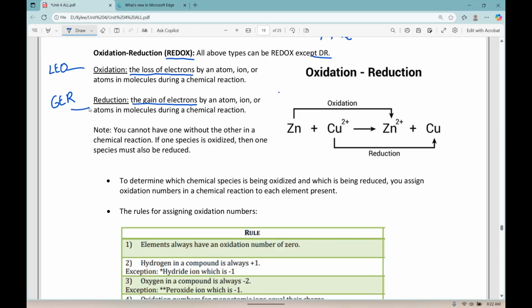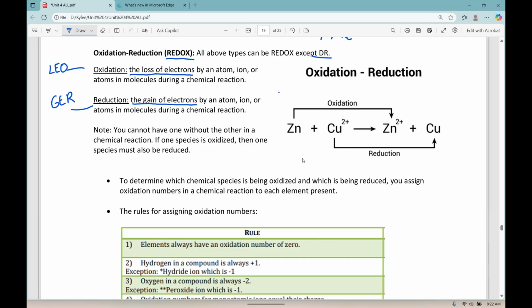There, like I said, are other mnemonics that people use. One is called oil rig. There are some other fun phrases, but this is the one that I learned when I was in high school, and I just never let it go. So Leo the lion says grr.